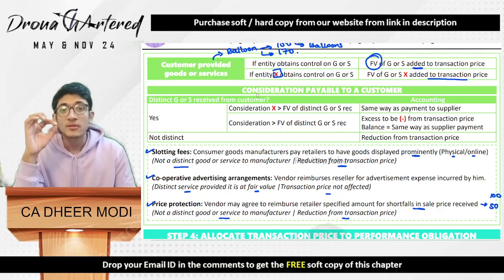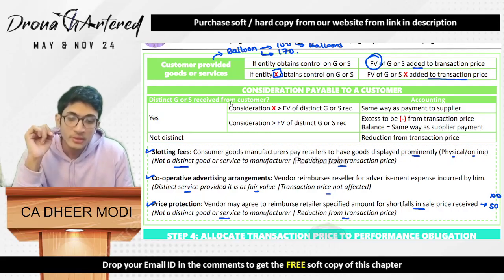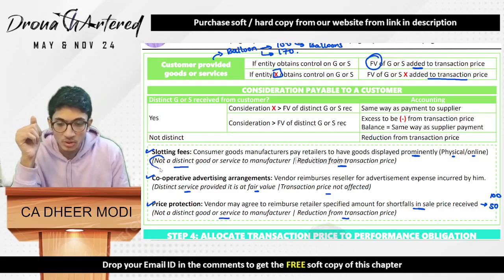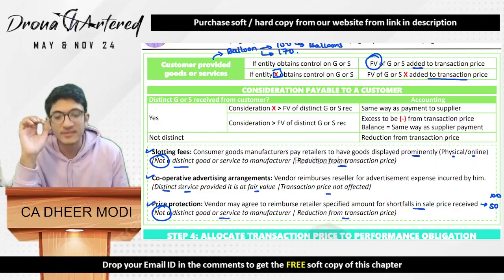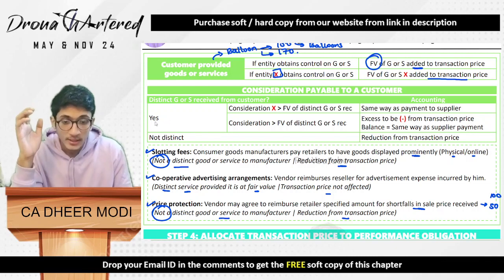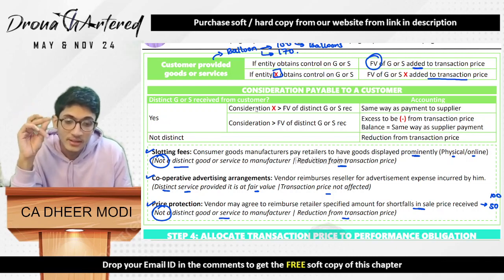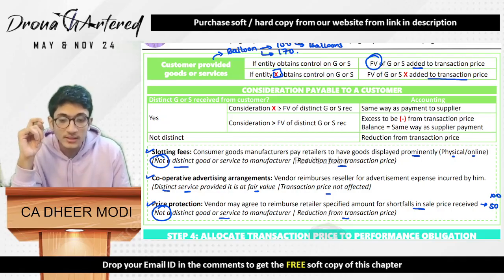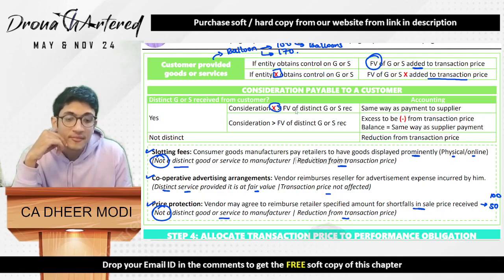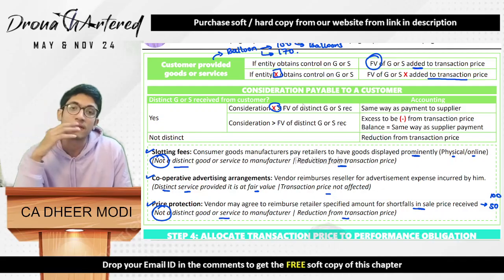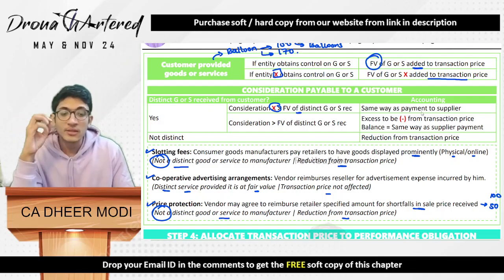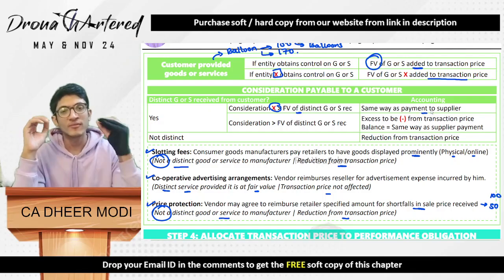Because on this it depends. Is the good or service received from the customer a distinct good or service? Over here this was not a distinct good, this was also not a distinct good, only this is a distinct good. So if the answer is yes, if it is a distinct good or service, in such a case you have to see whether the consideration is greater than the fair value. If the consideration is not greater than the fair value of the distinct good or service received, then you have to account for it the same way as a payment to a supplier. You have to show it as if you are paying a supplier.